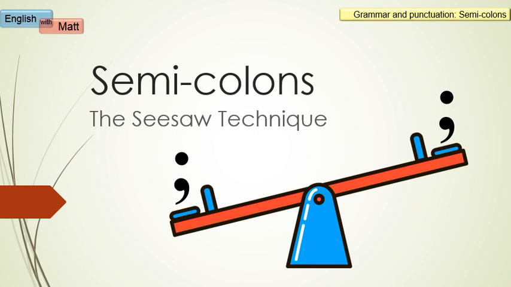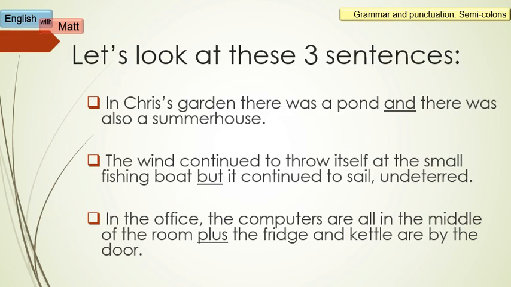So I'm just going to give you three sentences. For those of you that aren't sure, a seesaw, by the way, is a piece of playground equipment where somebody sits either end and you go up and down. That's basically it, and that's the analogy that I use in this video. So three sentences, very simple, and you'll notice that in each of these sentences they have a word which has been underlined in the middle of them.